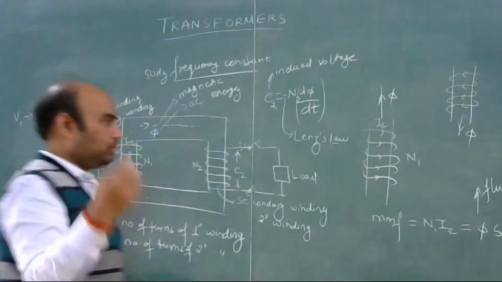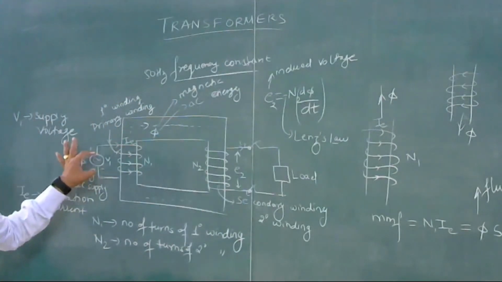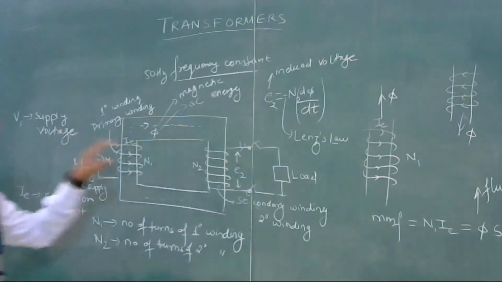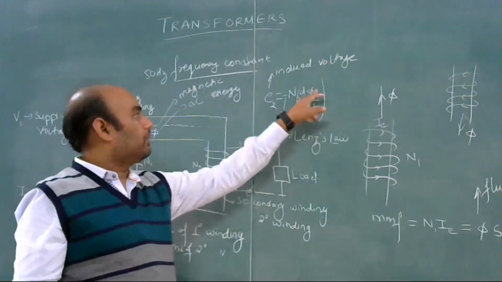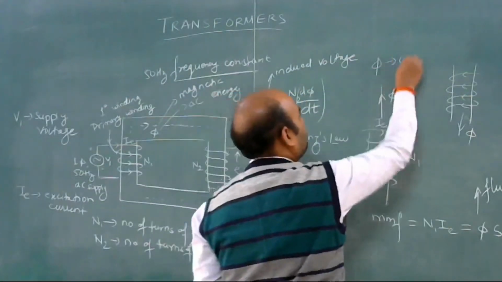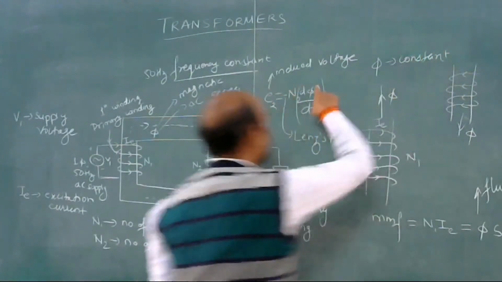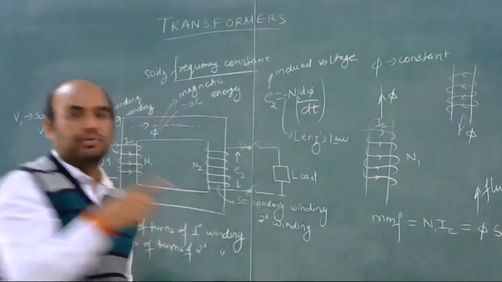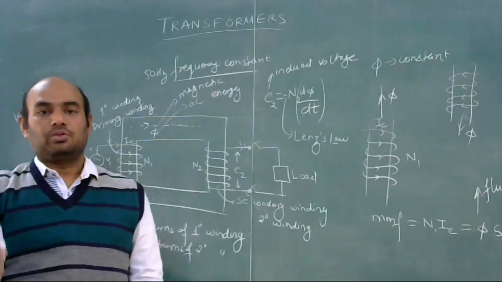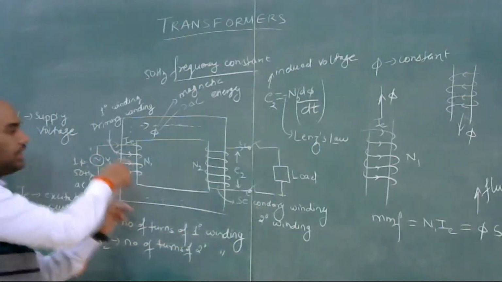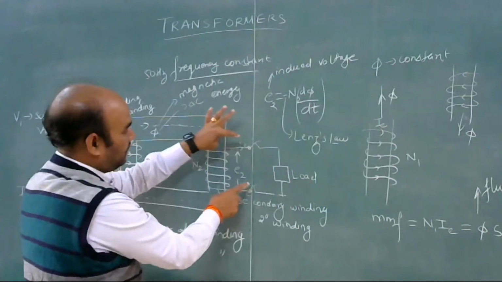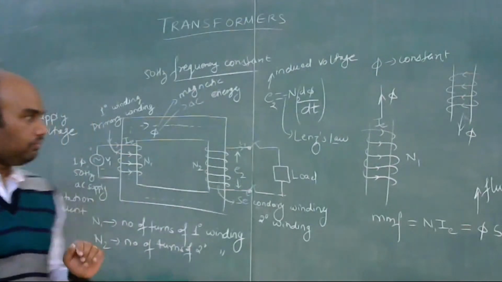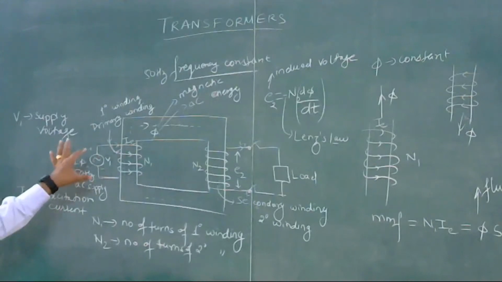So if you use DC voltage here, the question asks what will happen. There will be no induced voltage in the secondary side. Why? Because the flux in DC is constant, and if you differentiate it with respect to time, this will become zero. So the induced voltage in the secondary side will be zero. That's why if you supply DC voltage, no voltage is induced in the secondary side. So this is why it works on AC supply.